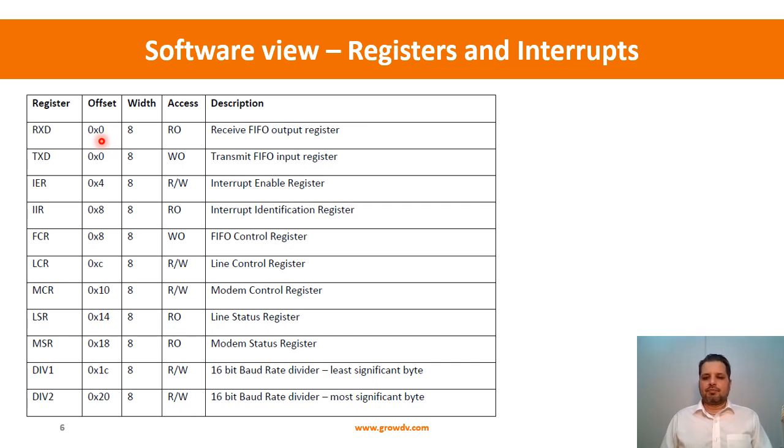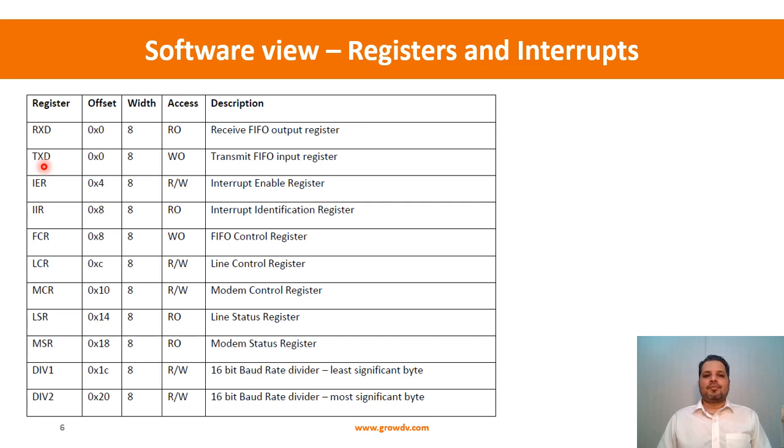But for simplicity, let's just stick with this one. So RxD is at offset 00, width is 8 bits. Although we are considering 32-bit registers, this IP is only going to use the lower 8 bits of the 32-bit space. So this is the receive FIFO output register. Whenever you read, you are reading the head of the queue, and that particular entry, if it is present, will get popped. And how do you know whether the entry is present or not will depend upon the line status register or the interrupt, which we will look at in the subsequent slides.